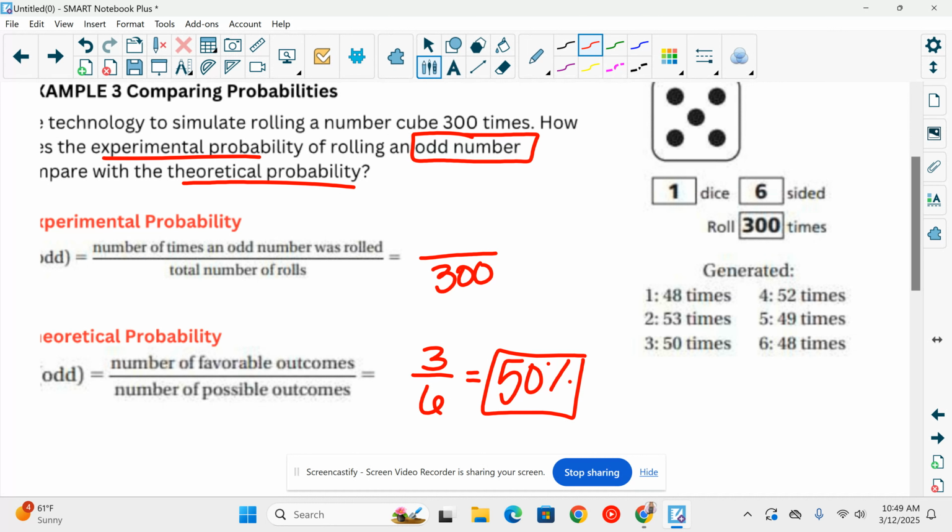Which ones are we concerned about? The odd numbers. So I'm concerned about 1, 3, and 5. I need to figure out 48 plus 50 plus 49. I need to add those up without shouting them out loud. We gotta work on shouting things out. And we should get 147 without shouting it out loud. Convert it to a percent.